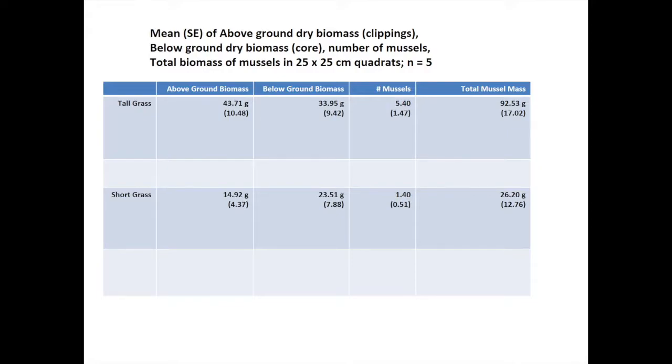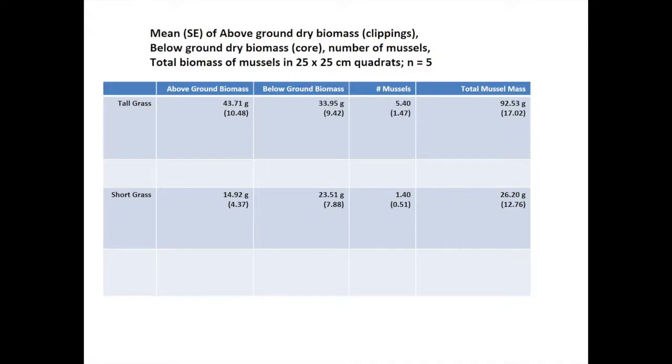Now below the mean is the standard error. The standard error takes into account not only the variance, the standard deviation that we found among quadrats, but it also takes into account the number of quadrats that we had. So we can see that there's a very large difference in the above ground biomass between the tall grass and the short grass. Well, let's look at the below ground biomass. That below ground biomass, however, was much more similar. There was still more below ground biomass in the tall grass quadrats than the short grass quadrats. But that difference is far less than what we see in the tall grass versus the short grass above ground biomass.